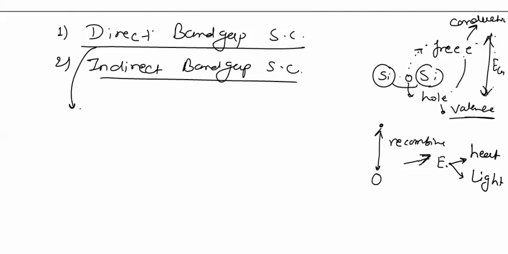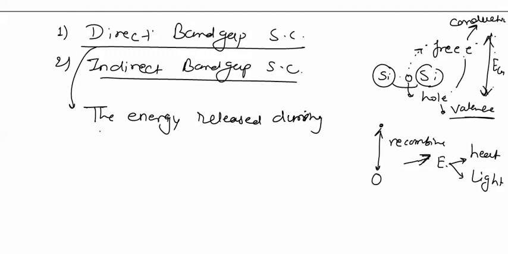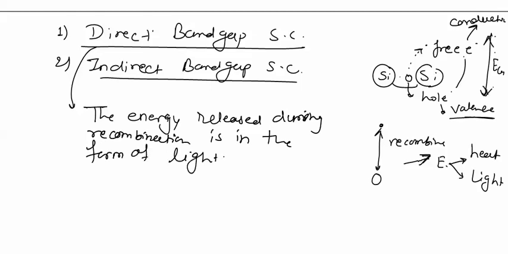For a direct bandgap semiconductor, the energy released during recombination is in the form of light. So we can say that if the energy is released in the form of light, the semiconductor is called a direct bandgap semiconductor. Examples of direct bandgap semiconductors are gallium arsenide and indium phosphide.